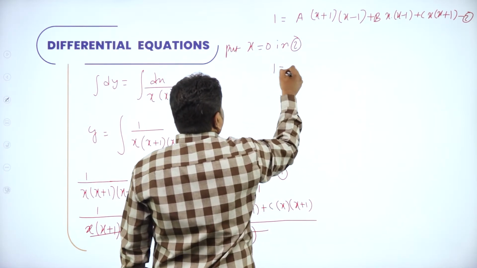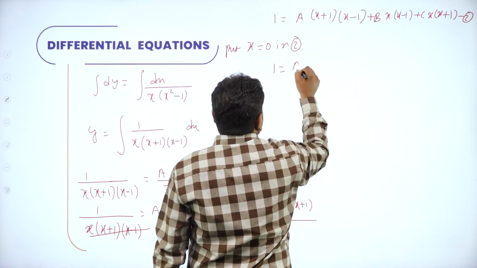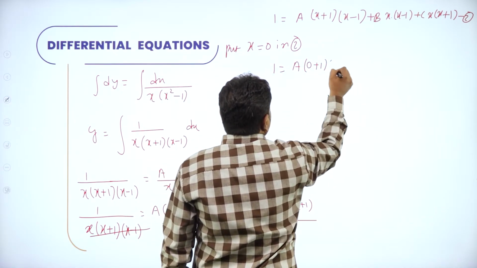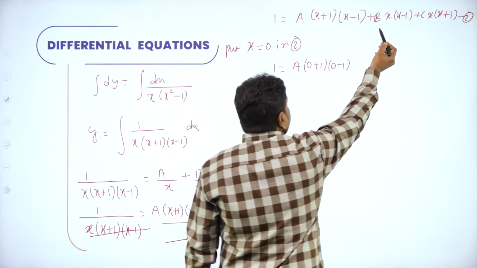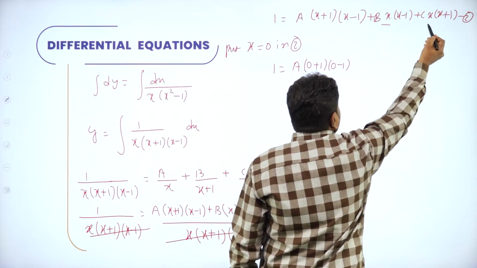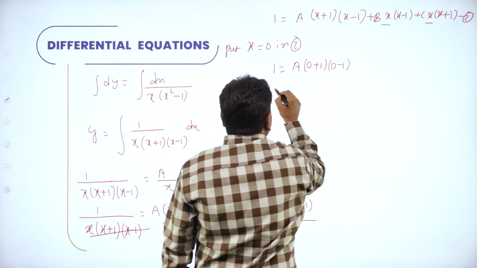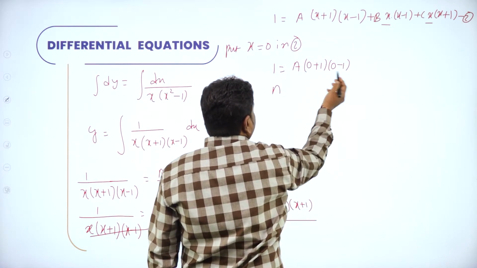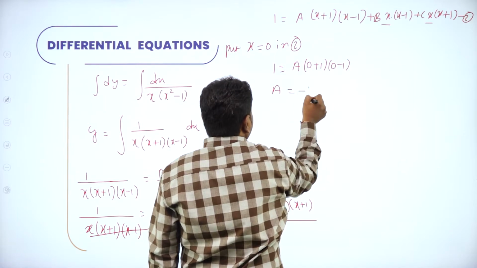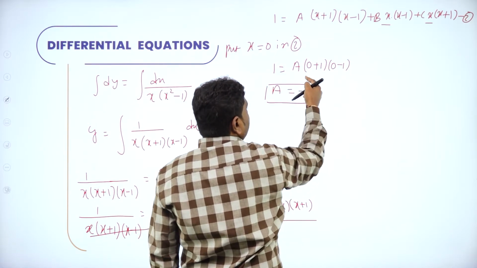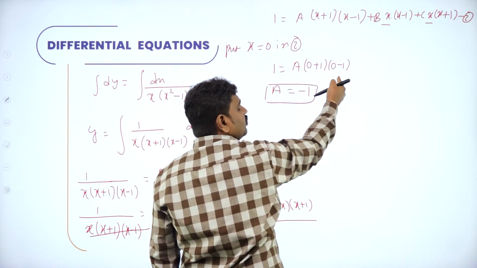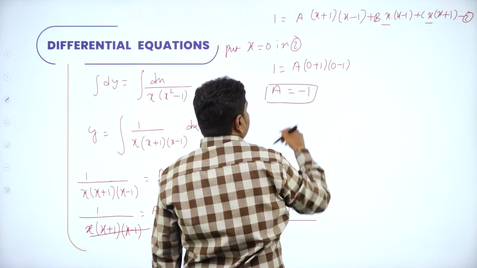So this is 1. Here in the place of x, if you put 0, a into 0 plus 1 into 0 minus 1. Here in the place of x, if you put 0, this whole thing becomes 0. Here if you put 0, this whole thing becomes 0, because 0 into anything is 0, leave it. So a into minus 1 is minus a. So a will become minus 1 if you simplify. 0 plus 1 is 1. 0 minus 1 is minus 1. 1 into minus 1, minus 1. Minus a is 1, or a is minus 1.